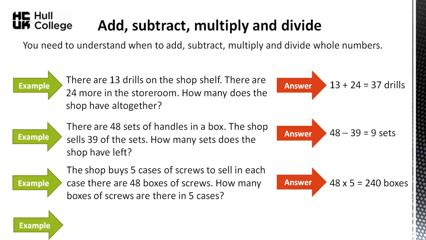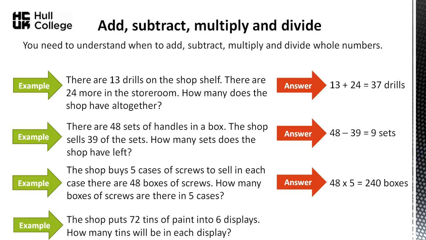Example 4. The shop puts 72 tins of paint into 6 displays. How many tins will be in each display? This requires division. 72 divided by 6 equals 12 tins. It is important that you read the question carefully before you decide which operation you will use to solve it.